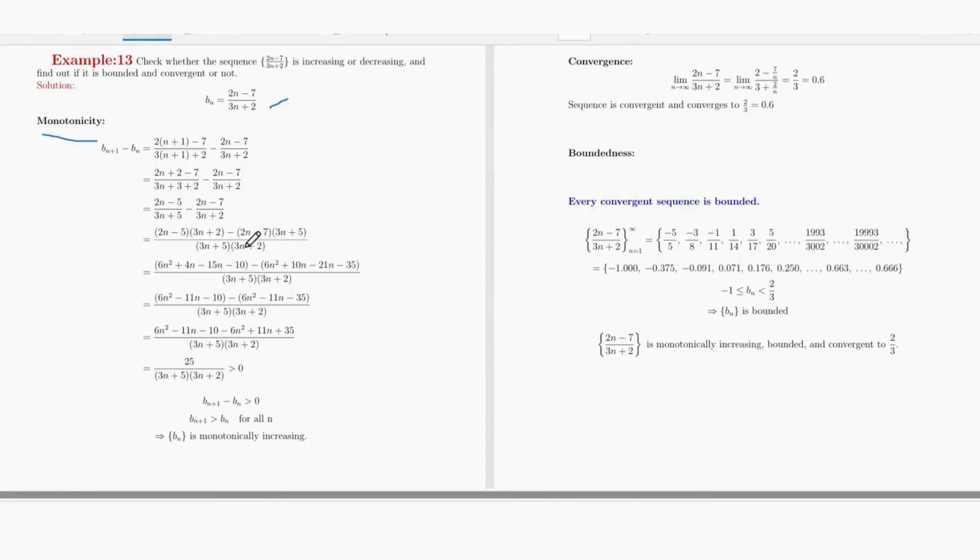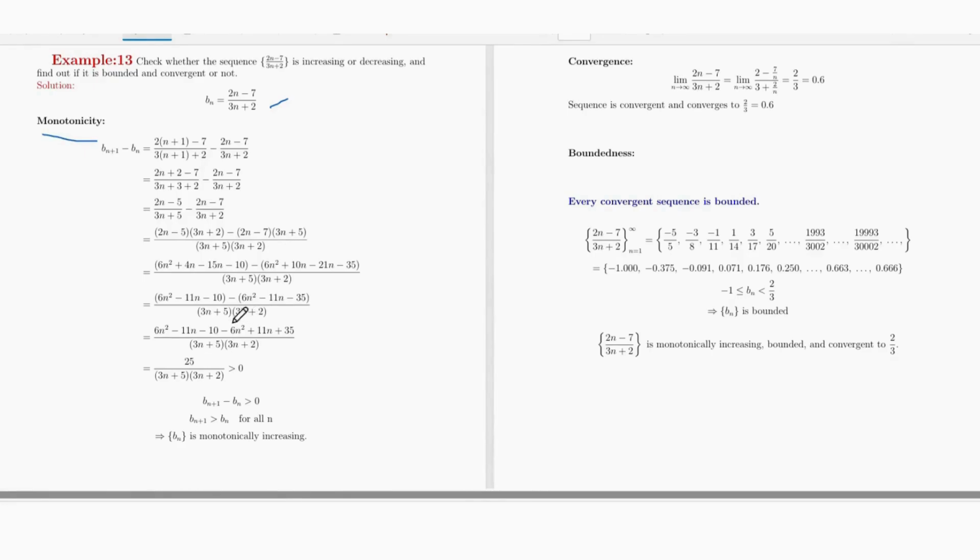Simplify this. 2 3s are 6, 6n square. 2 5s are 10, 10n. 7 3s are 21, minus 21n. 7 5s are 35, minus 35. Now the denominator is as it is. Again simplify this. So 6n square plus 4n minus 15n, so minus 11n, minus 10, minus 6n square, minus 10n, minus 21n, so minus 11n, minus 35. Again the denominator is as it is.